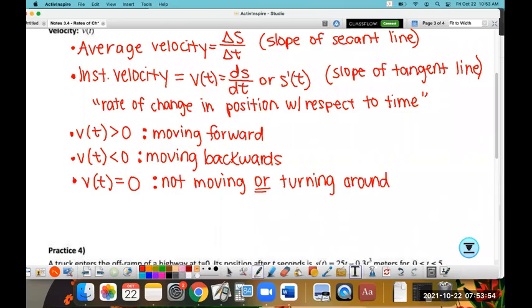And then throw back here, the absolute value of the velocity is the speed. Speed, just looking at how fast I'm going, I don't care what direction I'm moving.